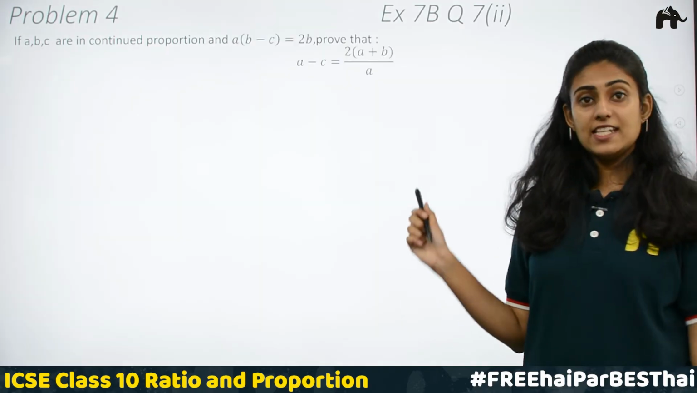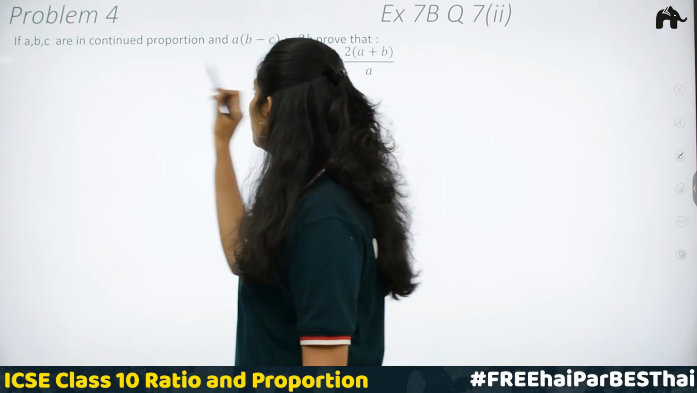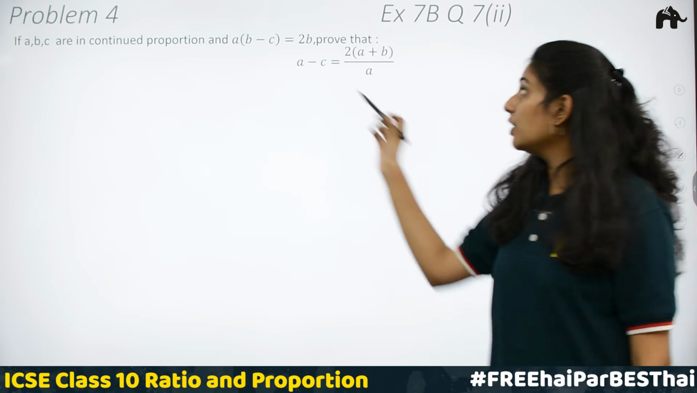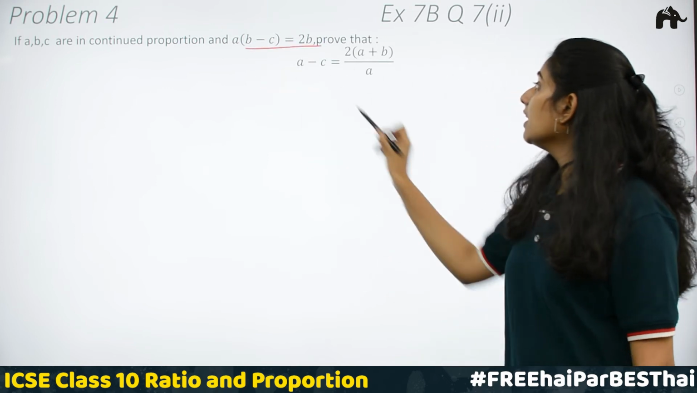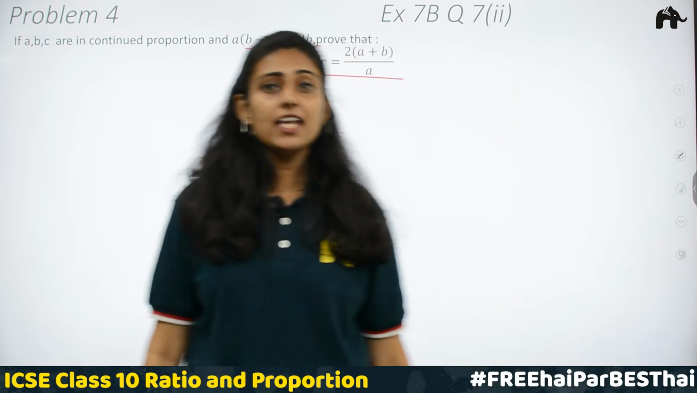Okay. Question 7.2. If a, b, c are in continued proportion and a into b minus c is equal to 2b, prove that a minus c is equal to 2 into a plus b divided by a.